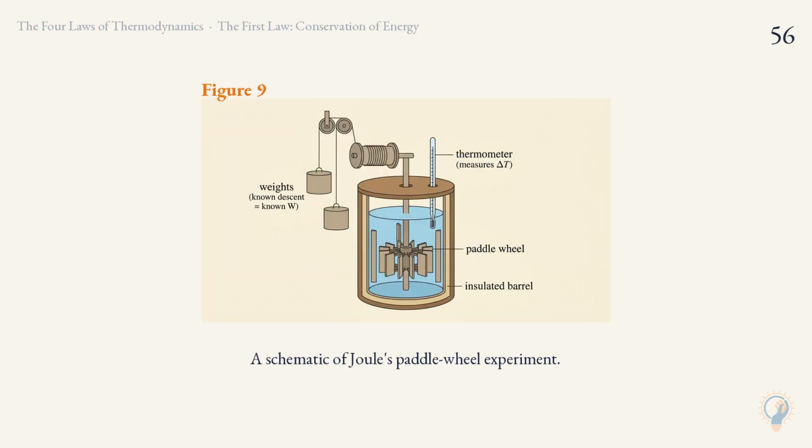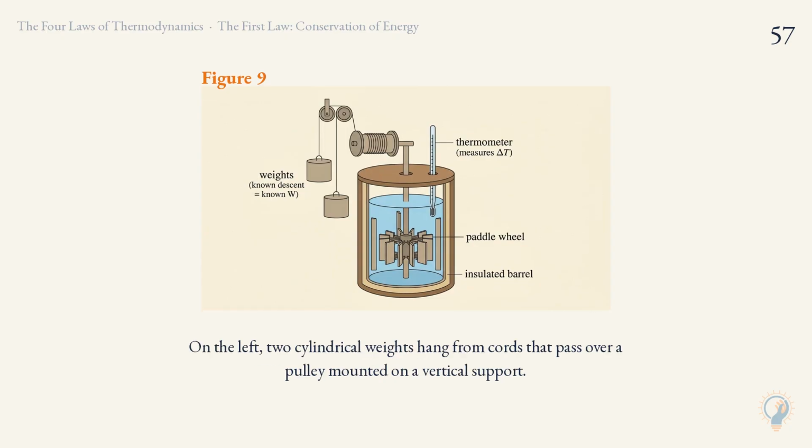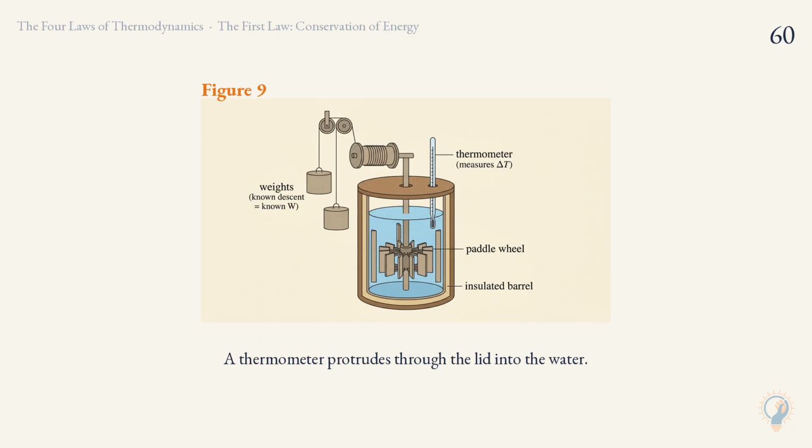Figure 9, a schematic of Joule's paddle wheel experiment. On the left, 2 cylindrical weights hang from cords that pass over a pulley mounted on a vertical support. The cords connect to an axle that enters through the lid of an insulated cylindrical barrel. Inside the barrel, a paddle wheel with multiple vanes is mounted on the axle and submerged in water. A thermometer protrudes through the lid into the water. Downward arrows on the weights indicate their slow descent. A curved arrow inside the barrel shows the paddle wheel rotating.